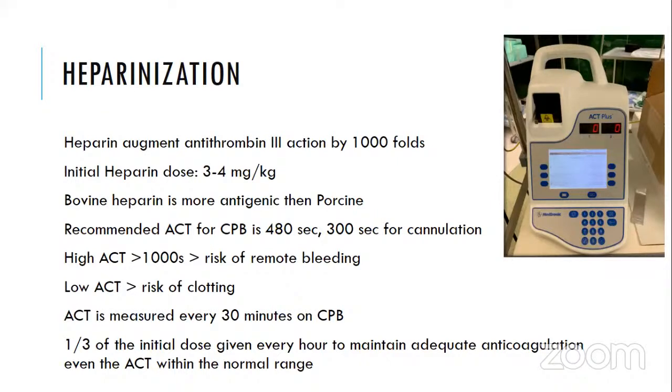Recommended ACT for initiation of the bypass is 480 seconds, and 300 for cannulation. High ACT increases the risk of excessive bleeding or heparin rebound. Low ACT risks clotting. ACT is measured every 30 minutes on the bypass, and half of the initial dose of heparin is given every hour to maintain adequate anticoagulation, even if the ACT is within the normal range.